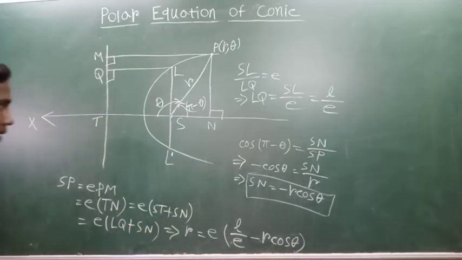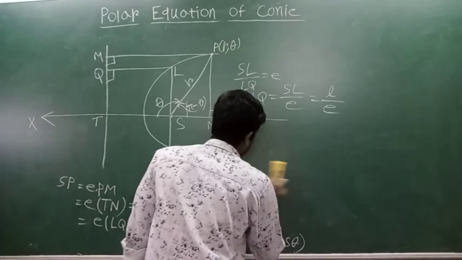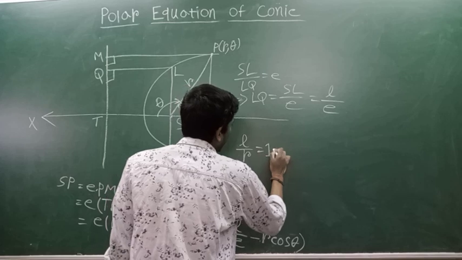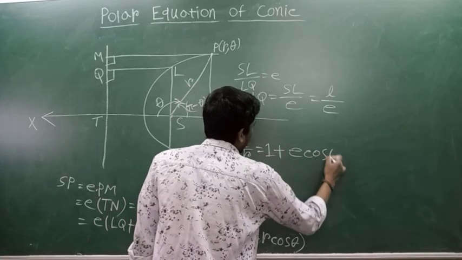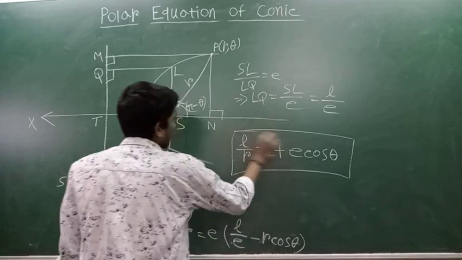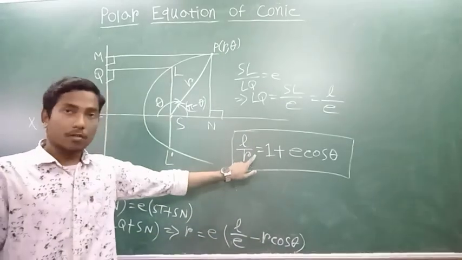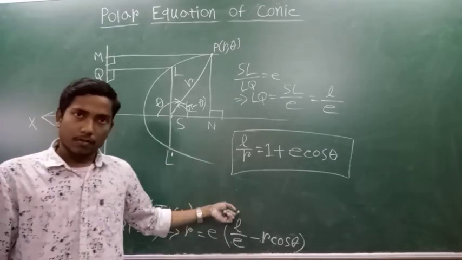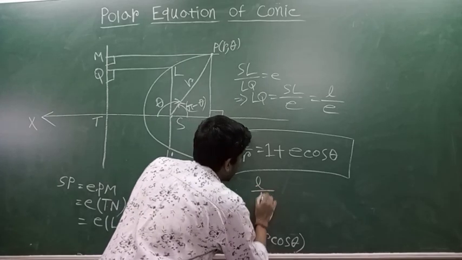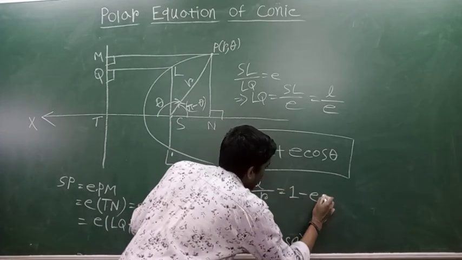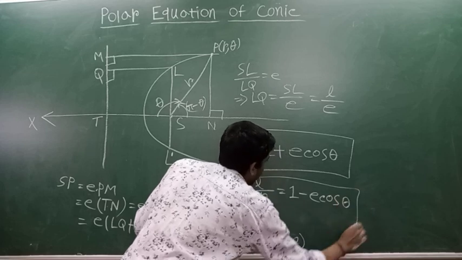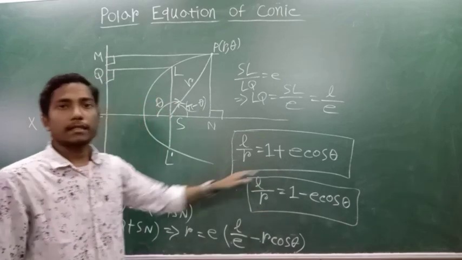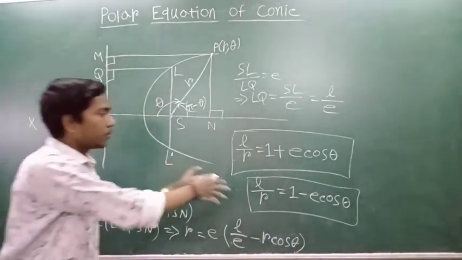Then if you simplify this, you will get the equation of the conic, and that is L by R is equal to 1 plus E cos theta. Okay. So this is the equation of the conic when the initial line is taken in left direction. We'll use both of these equations. We derived earlier that L by R is equal to 1 minus E cos theta. In this case we take the initial line in right direction, and in this case we take the initial line in left direction. Okay, we'll use both these equations.